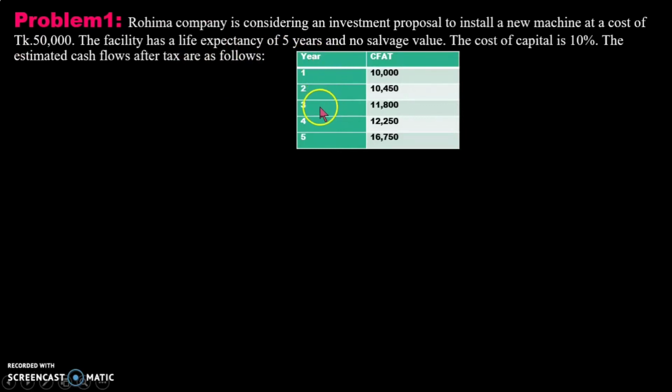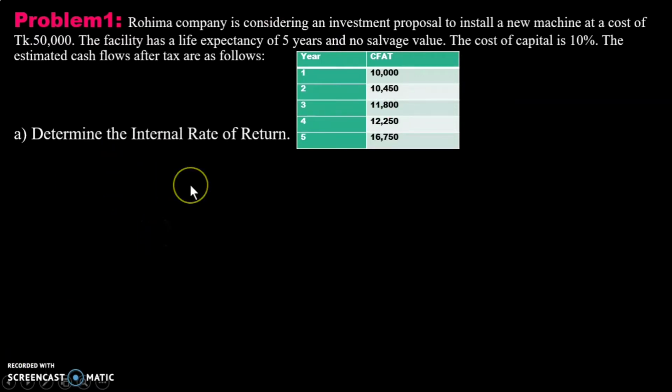Year 1, 2, 3, 4 and 5 CFAT, that means cash flow after tax: first year 10,000, second year 10,450, third year 11,800, fourth year 12,250, fifth year 16,750. Now we determine the internal rate of return from this problem.